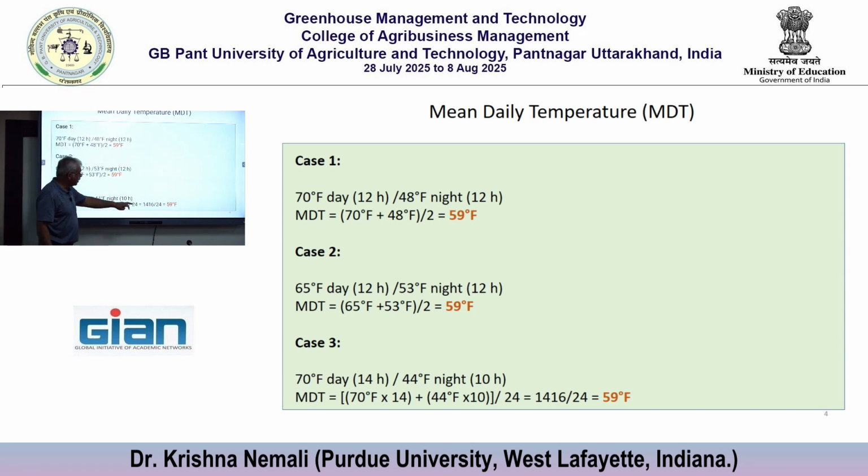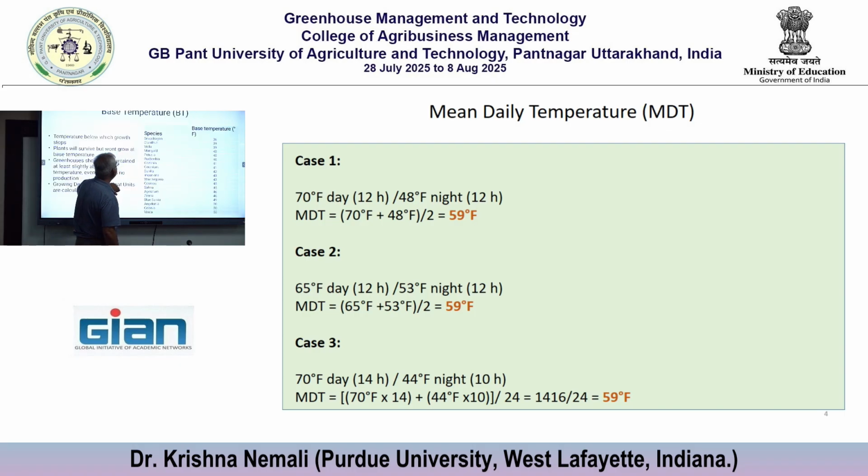So plants are responding to that number, not to the daytime or the nighttime. Of course, there are some species that are very, very sensitive to nighttime temperatures or daytime. But in general, plant response is to that average. Okay? So I want you to remember what the mean daily temperature means and how that affects plants. Okay? I may have a slide after this. Yeah, you can see here.